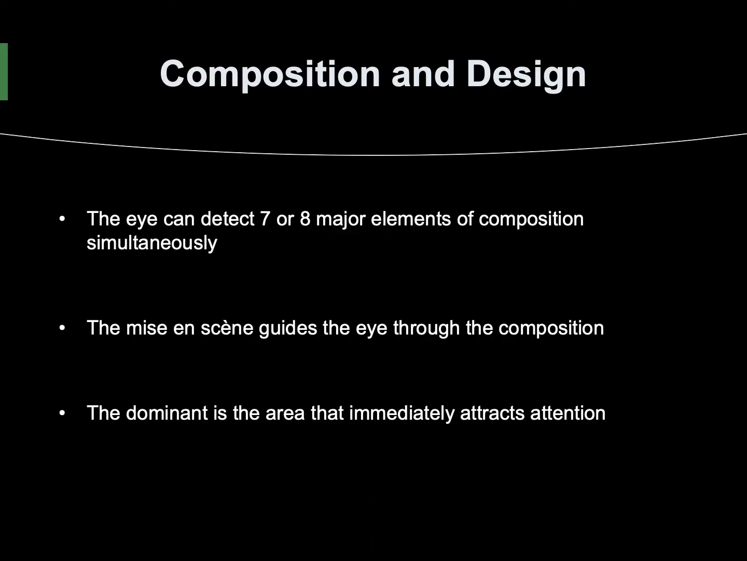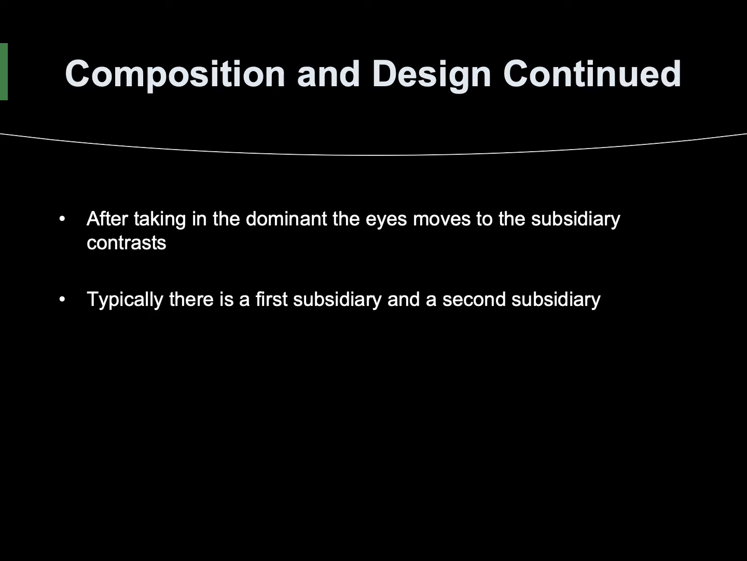Composition and design. The eye can detect 7 or 8 major elements of composition simultaneously. The mise en scène guides the eye through the composition. The dominant is the area that immediately attracts attention. After taking in the dominant, the eye moves to the subsidiary contrast. Typically, there is a first and a second subsidiary.